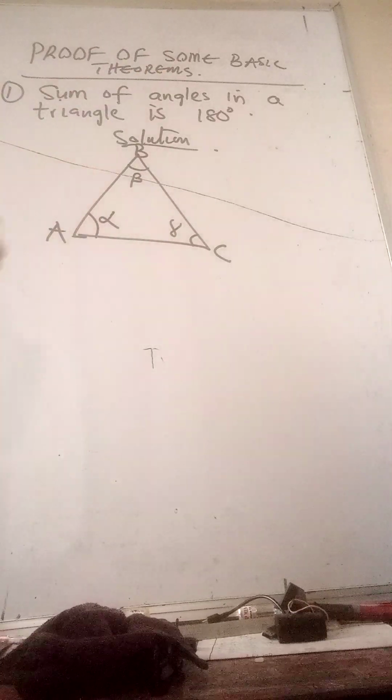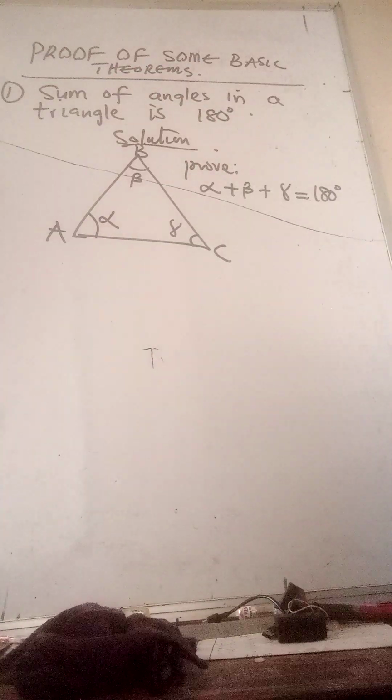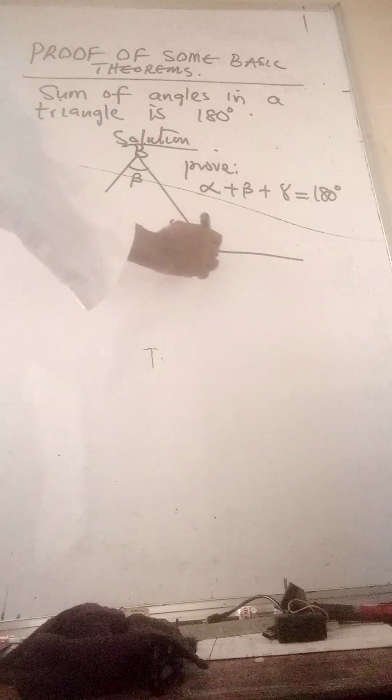Okay? So we want to prove that alpha plus beta plus gamma is equal to 180 degrees. That is when we add all these three angles together. So how do we go about this? The first step is to extend the base of the triangle out like this. Don't forget this is point C.